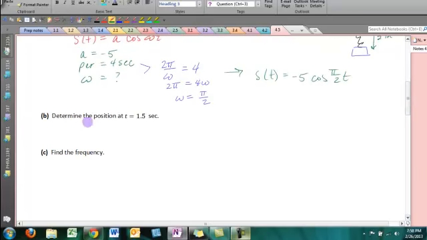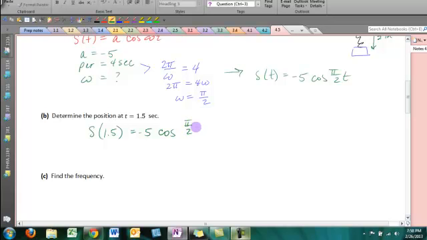The next part says, well, okay, determine what the position is at t equals 1.5 seconds. That's pretty straightforward. We're just going to take our equation, plug in 1.5 for t, and solve. So we have -5 cosine pi over 2 times 1.5. And then we're just going to plug this into our calculators and get an answer. When you do that, you should find out that the position, or S, is approximately 3.54 inches.